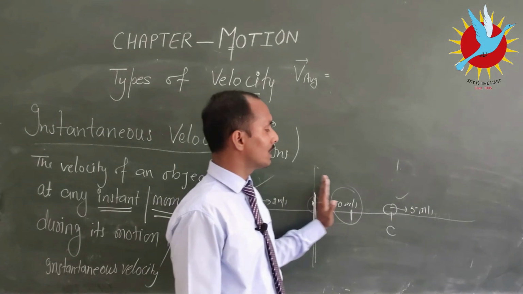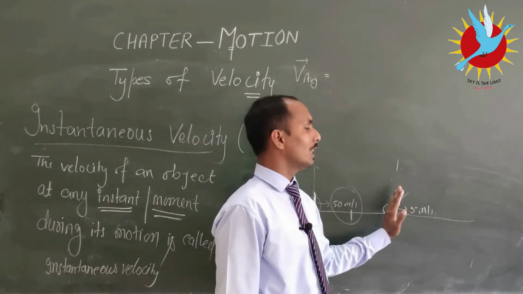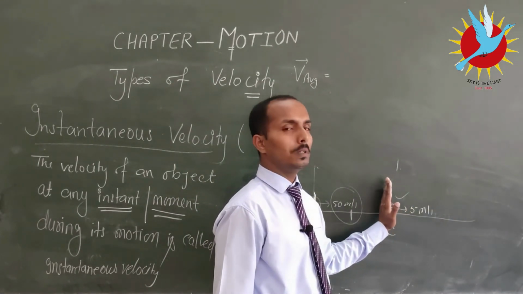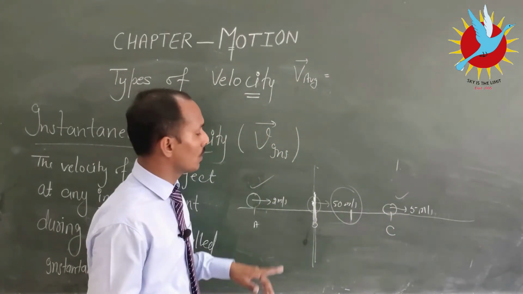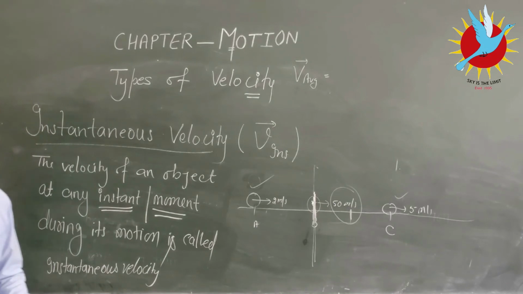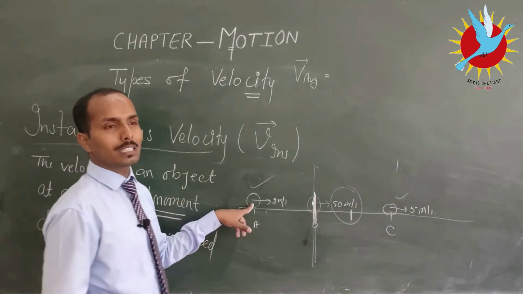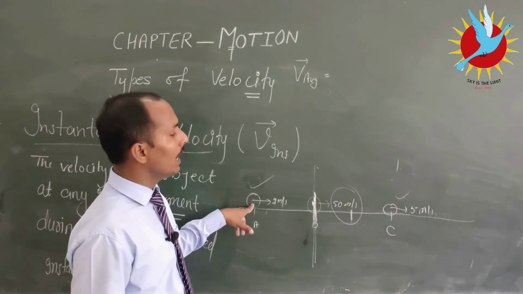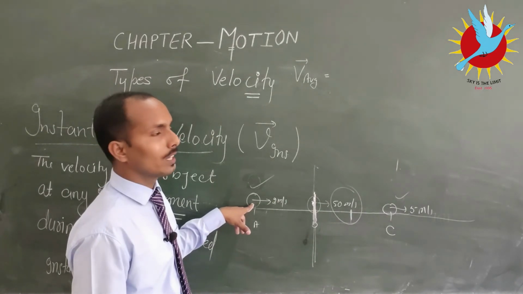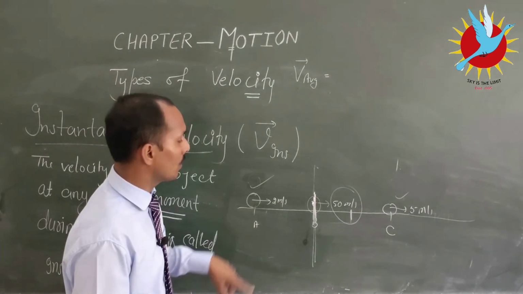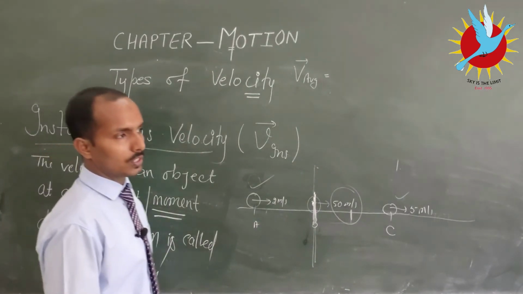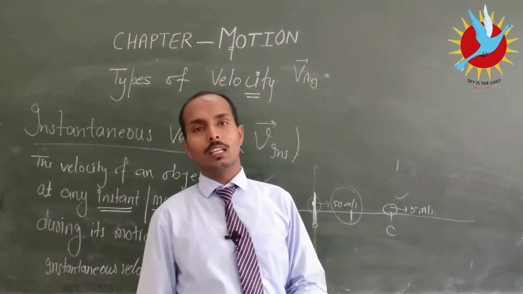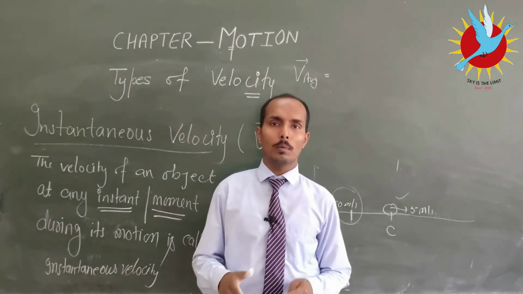When it reaches point C and crosses it, and I ask what its speed at C is, and it says 5 meters per second, that velocity is known as instantaneous velocity. If I am asking about speed, then it is instantaneous speed. If I am asking about velocity, then it is instantaneous velocity. So this is the topic of instantaneous velocity. You study about velocity in this video.